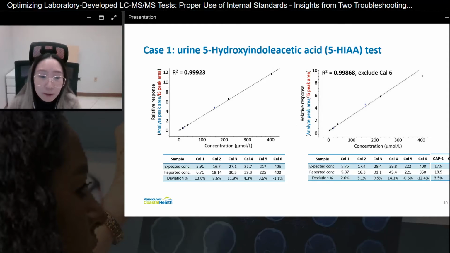So we removed Cal6 from the calibration curve. We saw that the curve linearity improved with a very good R-square, and the deviation is okay for Cal 1 to 5. And the proficiency test sample result falls back into a more expected range. But this left us wondering, is Cal6 just a random outlier, or is there a sign of a deeper problem, or is there truly a linearity issue in our assay?